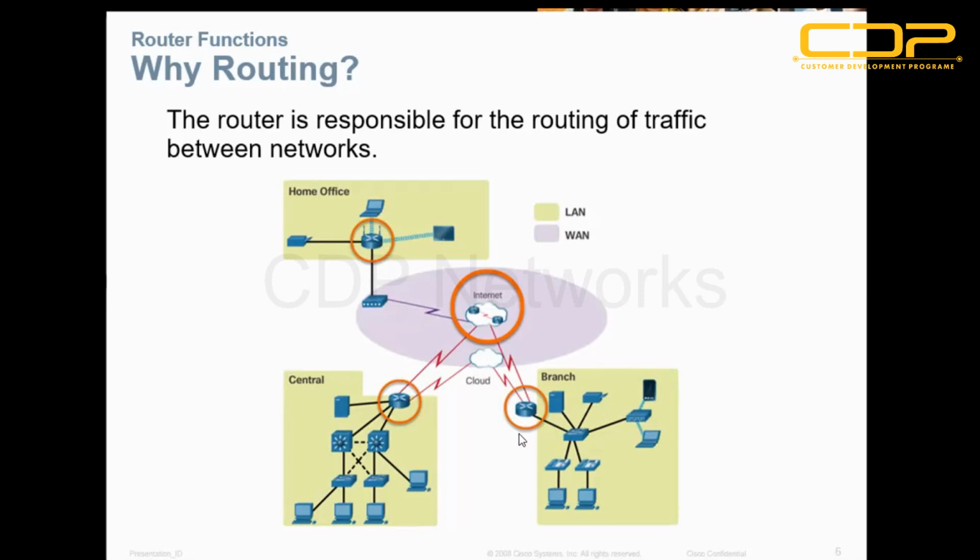Why are they keeping routers? Because the router is the device used to connect two or more different networks. Here, the home office is a different network, the central office is a different network, and the branch office is a different network. That is the reason we configure the router, and into the routers we configure the routing. Routing is the technique used to establish or provide the route for the data packets.